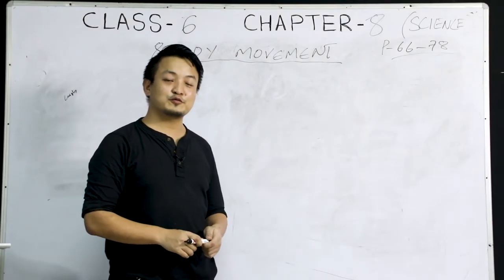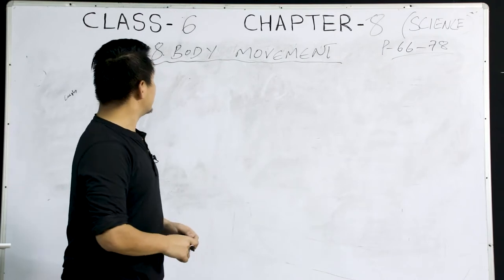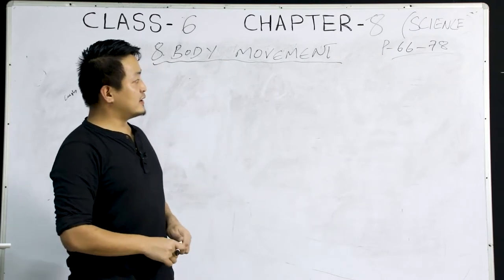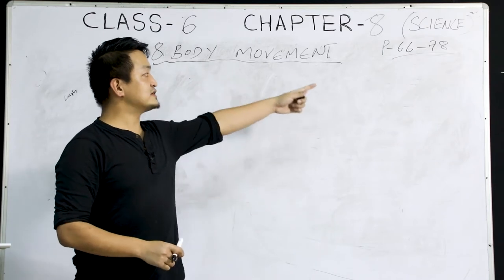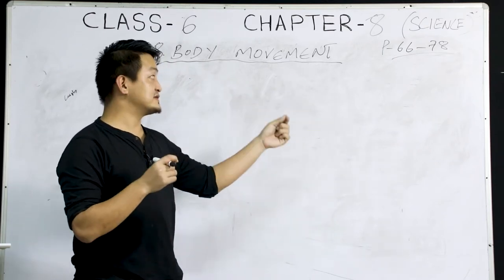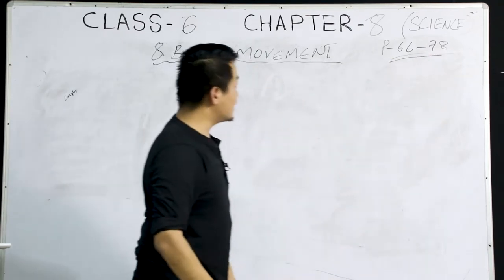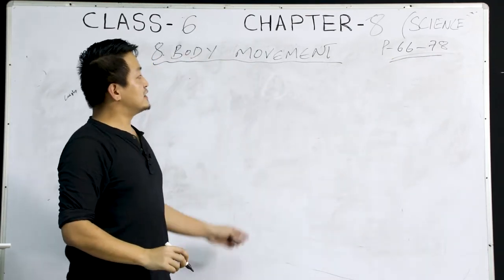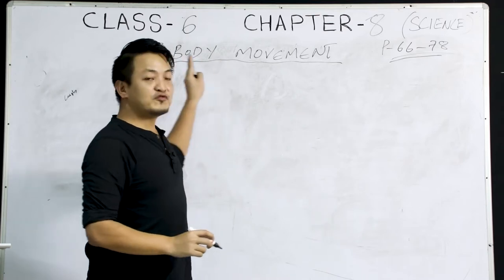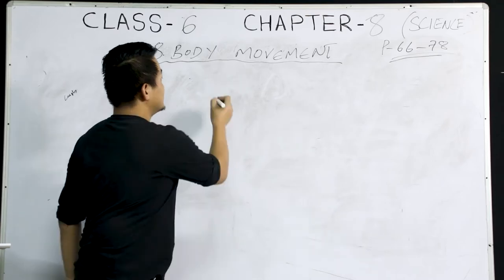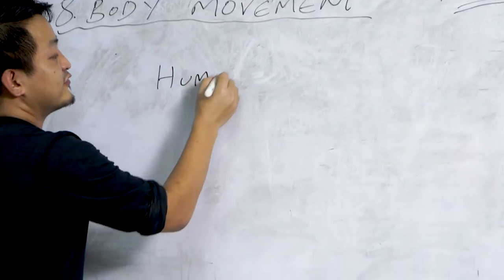So today we are going to start a new chapter, that is chapter 8, body movement. You can find this on page 66, between pages 66 and 78, so you can refer to the textbook as well. Clear? Now, students, this body movement is a repetition of what you have studied about the human body in class 5.